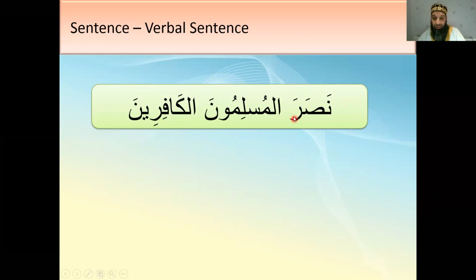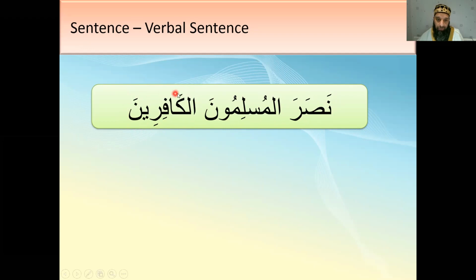So Nasara, what does Nasara mean? Helped. Yes, so he helped. Okay, root word, Nasara, he helped. Now, who helped? Carry on. Al-Muslimun al-Kafirin. So who did the helping? Muslims. Why did the Muslims do the helping? Because of the damma. Yeah, not just the damma, the whole thing is marfu. It's plural marfu. So all the Muslims, they helped. They did the helping.